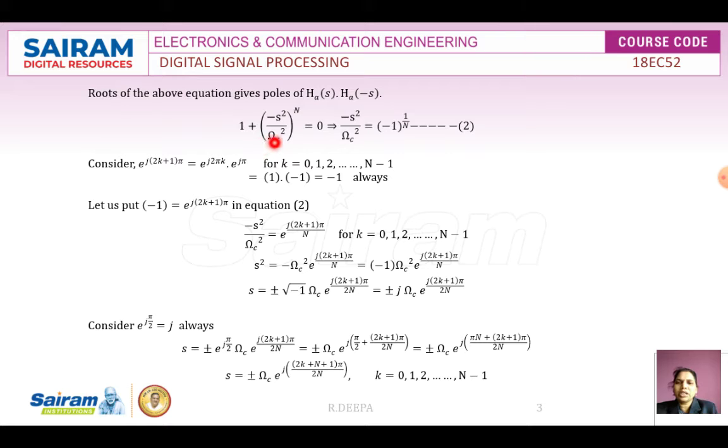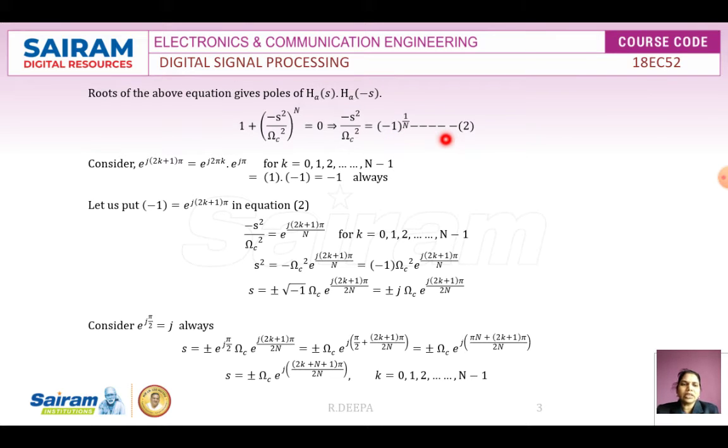For that, you equate the denominator of Ha(s)Ha(-s) to 0, and then we can calculate the value of s. So in this expression, take the 1 to the other side, so it becomes minus 1, and raise the power of n to the power of 1 by 2n, so you'll be getting minus 1 power of 1 by n. So s² by ωc² is equal to (-1) power of 1 by n, which is named as equation 2 here.